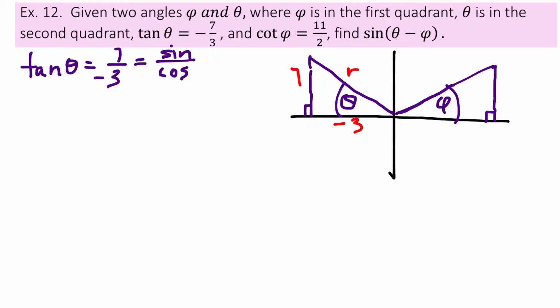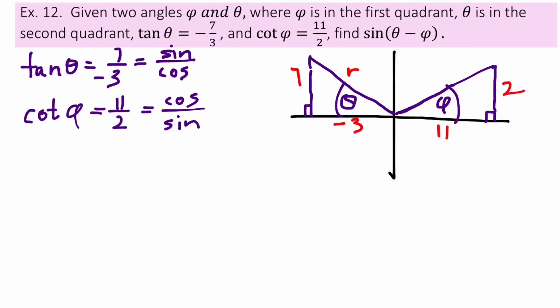Now for phi, I'm given phi's sides in terms of a cotangent, so that's 11 over 2. Cotangent is cosine over sine. They're both positive in the first quadrant. So the cosine, that's my x value, is 11, and my sine is 2. So we have to figure out what r is.